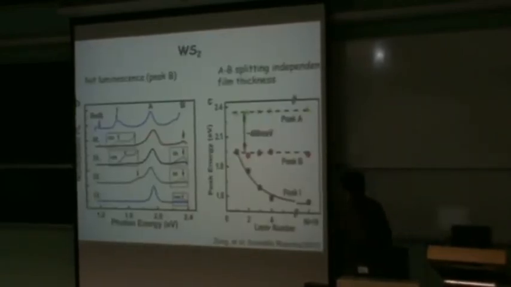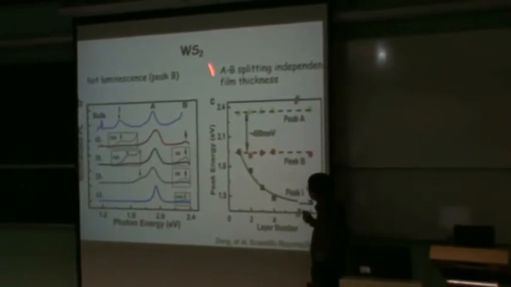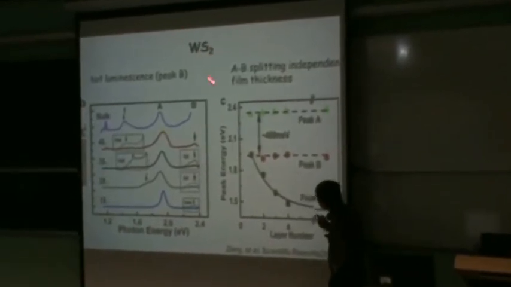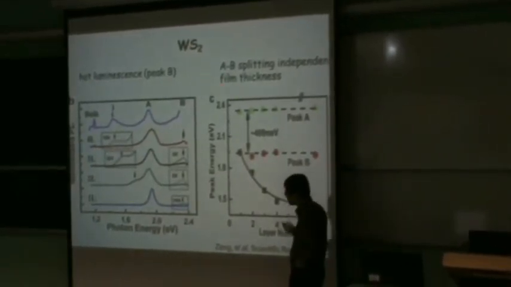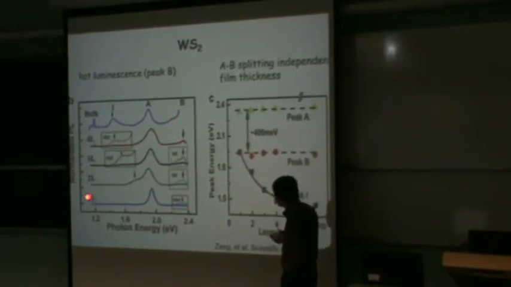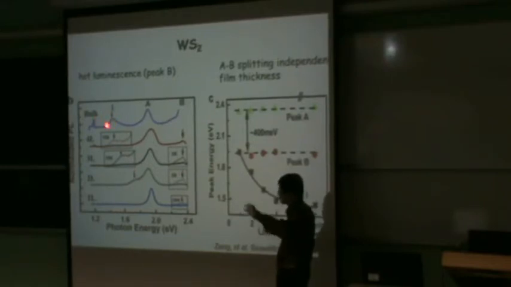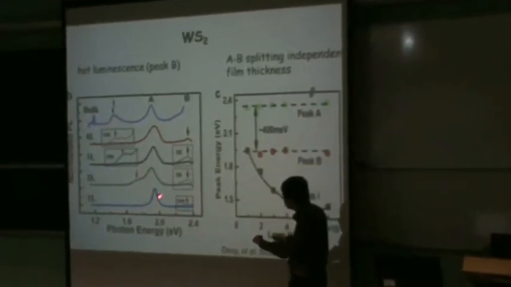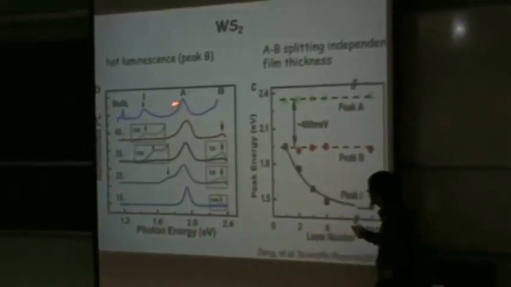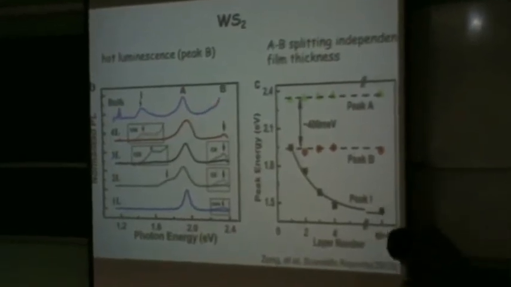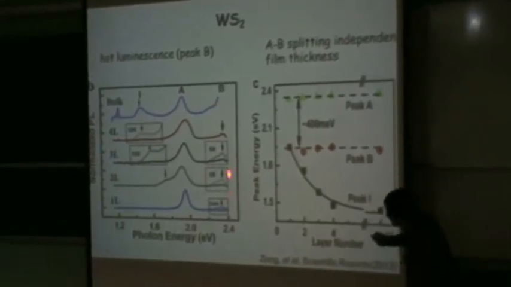Here are results on molybdenum disulfide. We also extend the study to molybdenum diselenide, and tungsten sulfide, tungsten selenide. Here is the photoluminescence from the different samples. And you can see this one I label, that's the indirect gap. In the monolayer sample, this gap is just merged into the direct gap. Here A is the direct gap. And besides these two gaps, there's another peak. We label it B, at higher energy.